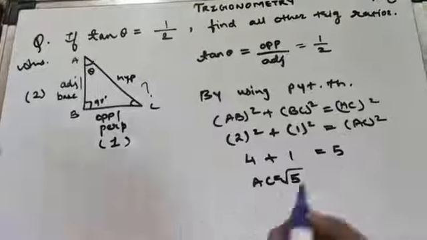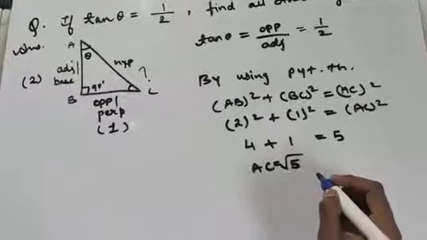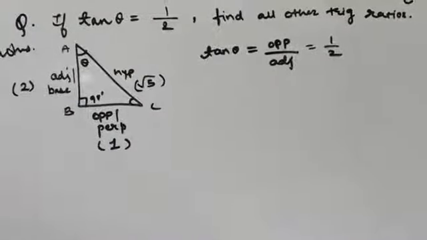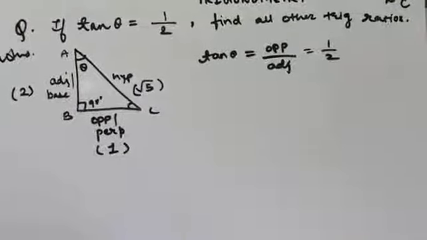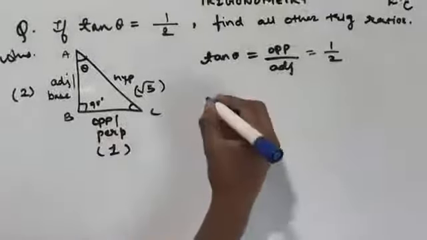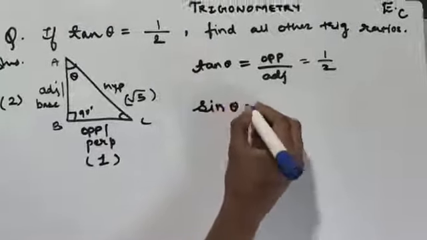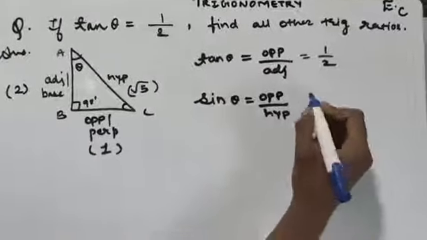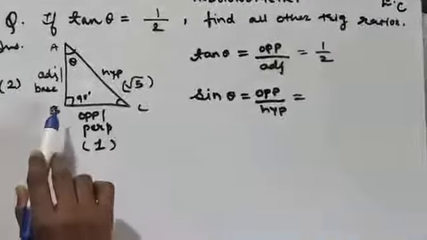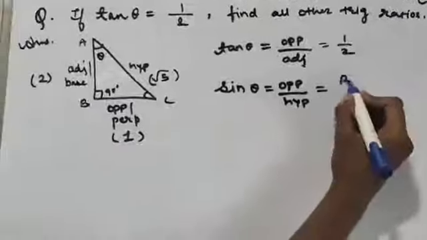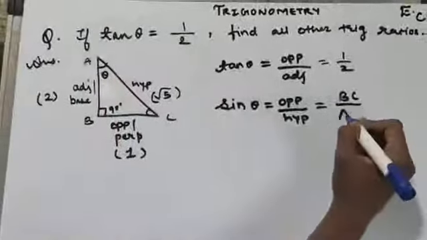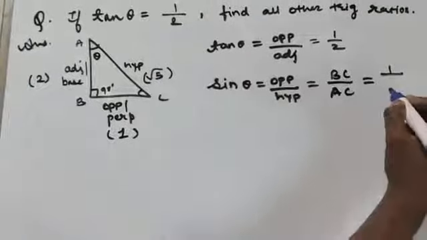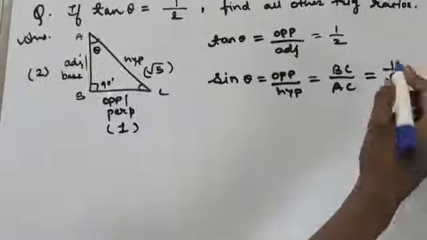Now let us write all the trigonometric ratios for triangle ABC. First of all, sin theta, which is opposite side upon hypotenuse, or the perpendicular side upon hypotenuse. The opposite side is side BC, hypotenuse is side AC, which is BC is 1 and AC is root 5. So sin theta will be 1 upon root 5.